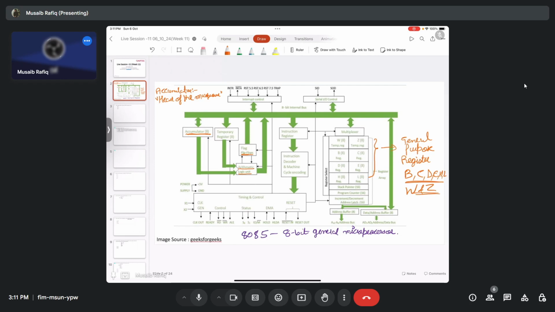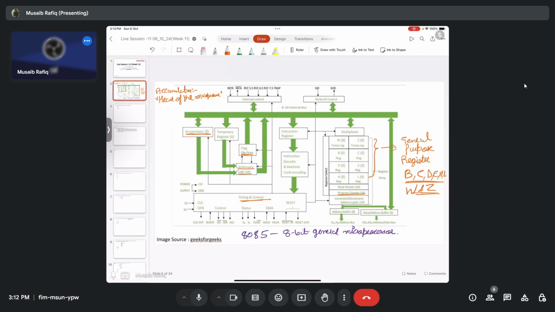After that, we have the program counter, which comes under the CPU section, and the program counter holds the address value of the memory of the next instruction that is to be executed. After that, we have the timing and control unit. It comes under the CPU section, and it controls the flow of data from the CPU to the other devices.